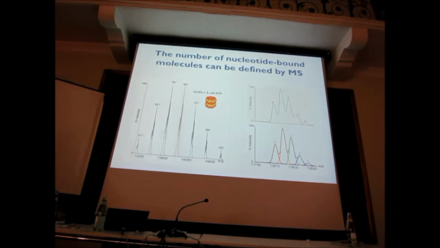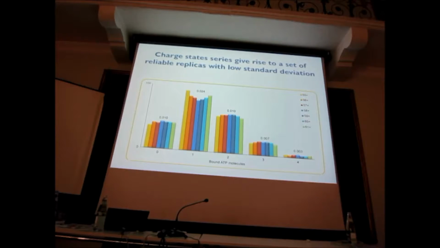And this is an example of only one charge state, but actually we can use all the different charge states. The different charge states are like a replica of the same experiment. So this is exactly what we did. Here you can see all the different charge states for the previous spectrum I've shown you. Here on the x-axis are the different bound ATP molecules from 0 to 4 and their relative abundance, and on the top is the standard deviation between the different charge states. And you can see that the standard deviations are really low.